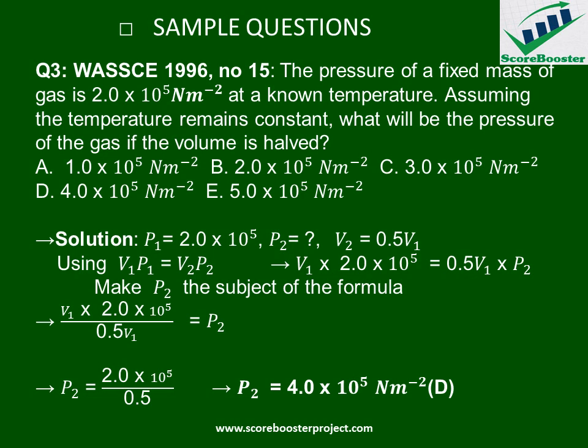So we can make P2 the subject by dividing both sides by 0.5 V1, and that will give us V1 times 2.0 times 10 to the power 5 divided by 0.5 V1 equals P2. Then V1 will cancel V1. I will be left with P2 equals 2.0 times 10 to the power 5 divided by 0.5, and that will give us P2 equals 4.0 times 10 raised to the power 5 Newton per meter square, making option D the correct answer for this particular question.